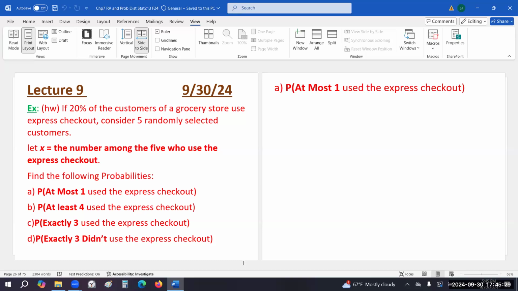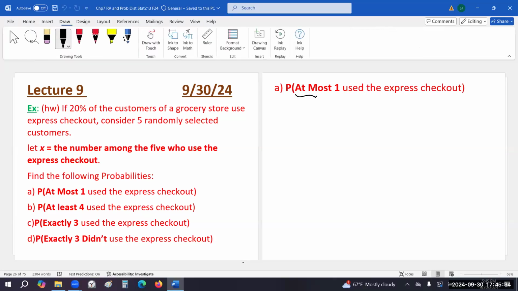So here we have to see how many of those people use it. What is the probability that at most 1 uses the express checkout? So what is at most 1? It means how many people you are looking for? At most 1 means either nobody used it or 1 person used it. So you're looking for the probability that no one used it, plus the probability that 1 person used it. So at most means either 0 or 1.